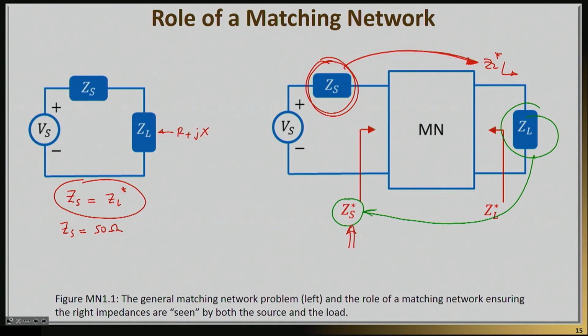The vast majority of people think of it this way, from the load to the generator, because again, a very often scenario is that ZS is 50 ohms. So it's easier to move from a random point of the Smith chart towards the center rather than picking the center and trying to move to ZL complex conjugate.